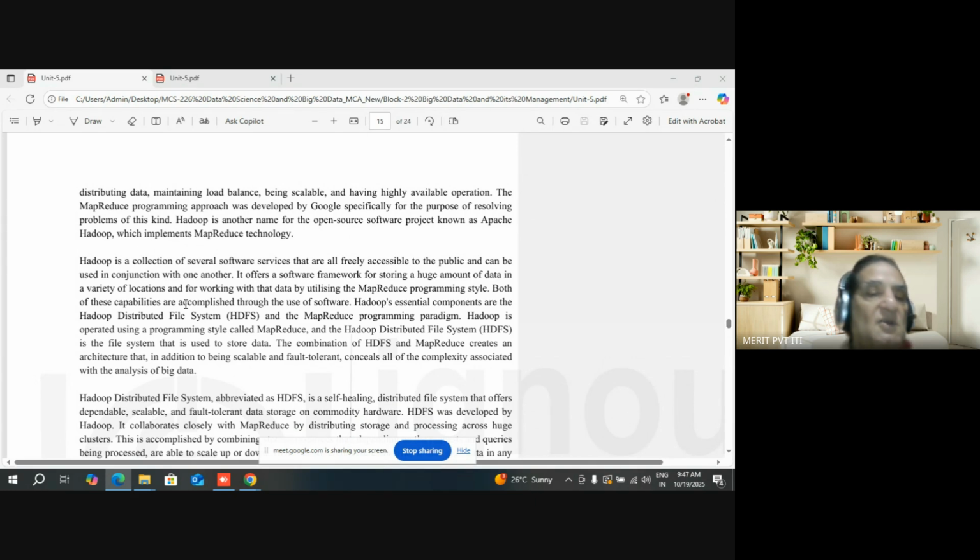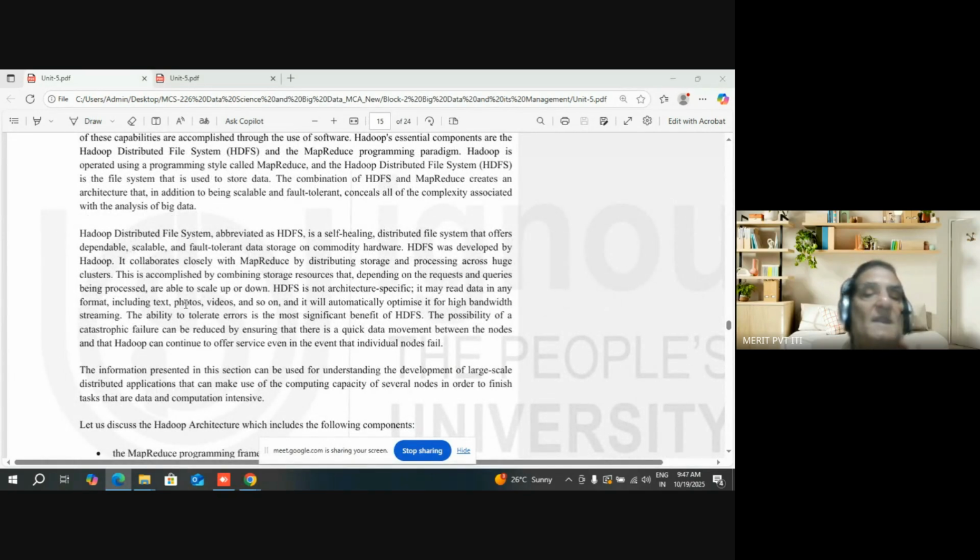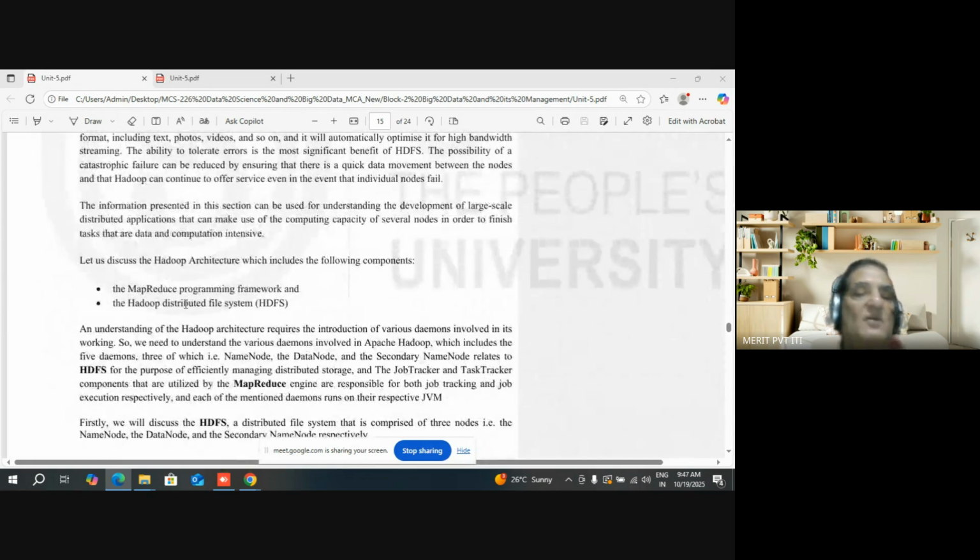So that type of Hadoop is this. Hadoop Distributed File System, HDFS, and the MapReduce program, all these are important. So Hadoop Distributed File System, abbreviated HDFS, is a self-healing distributed file system that offers dependable, scalable, and fault tolerant storage. So that you can read this. And the MapReduce program framework and the Hadoop distributed file system.